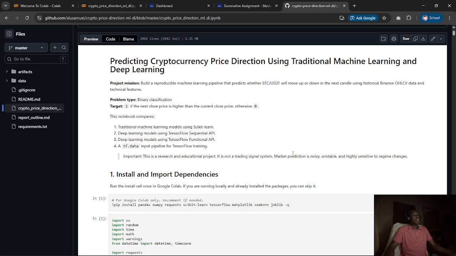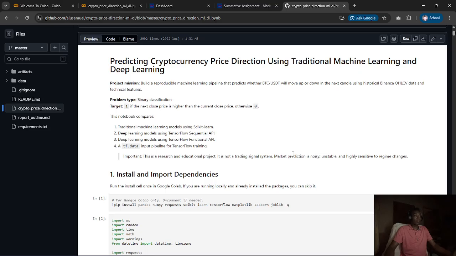The problem is a binary classification problem. The target is 1 when the next closing price is higher than the current closing price, and 0 when the next closing price is lower than or equal to the current closing price.